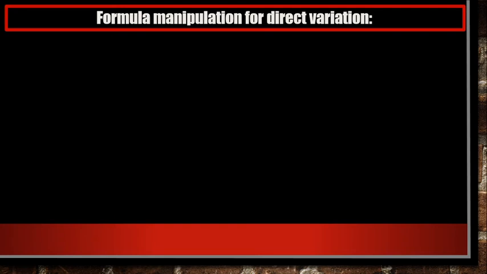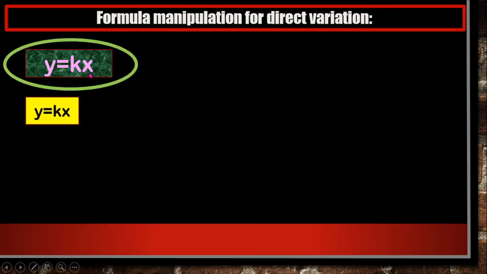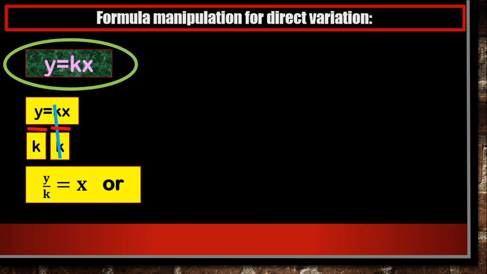Now, I am going to teach you the formula manipulation for direct variation. Given y is equal to kx, where y is the dependent variable, k is the constant of variation, and x is the independent variable. Now, we're going to solve first for x. What if x is missing? Since x here has a variable beside it, which is k, you're going to eliminate k by dividing both sides of the equation by k so that it will remain x. So k divided by k is 1, times x is x, and that is y over k equals x, or x is equal to y divided by k.